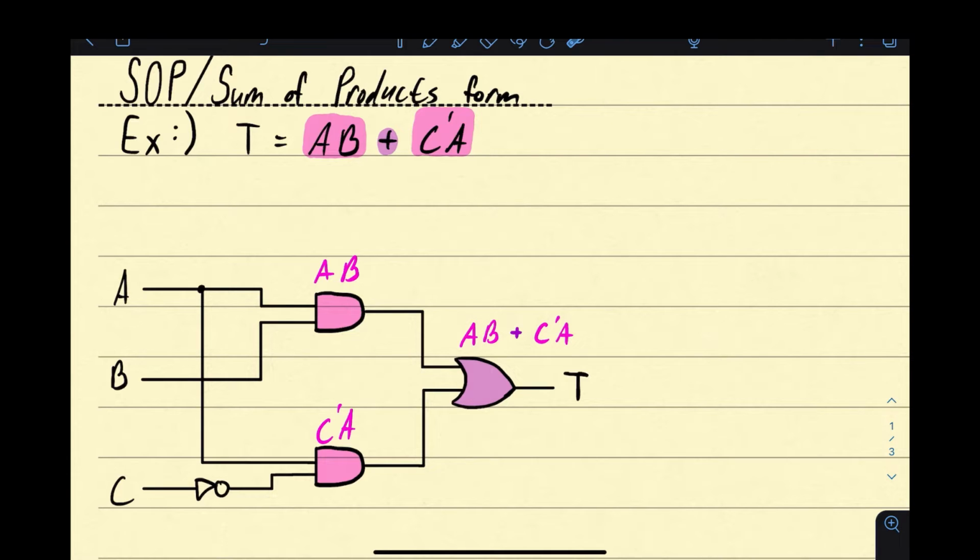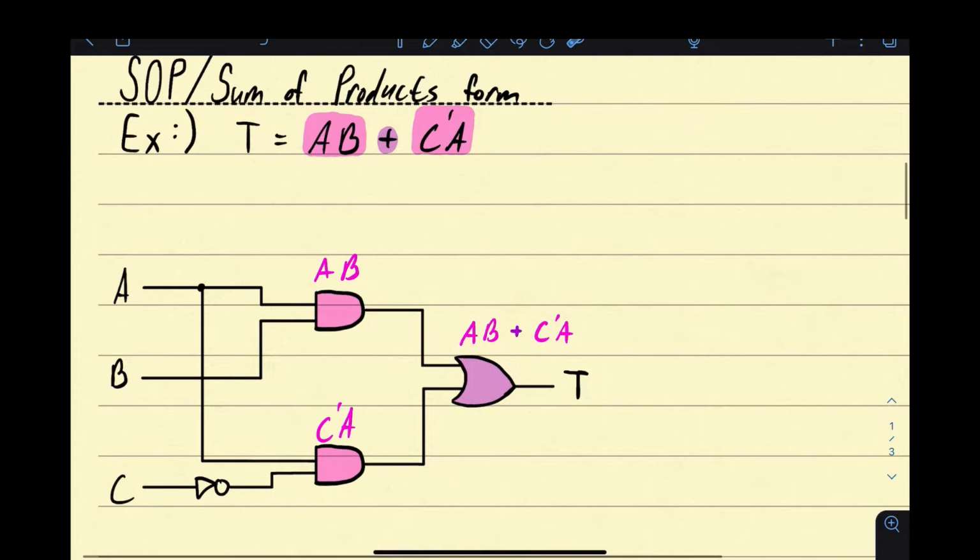So here in my example, I have T equals AB plus complement of C A. And that is how I would say it if I were explaining this to someone who hasn't taken this class before. In reality, you have A and B ORed with complement of C and A. And I've drawn out the circuit to help demonstrate and define this a bit further.